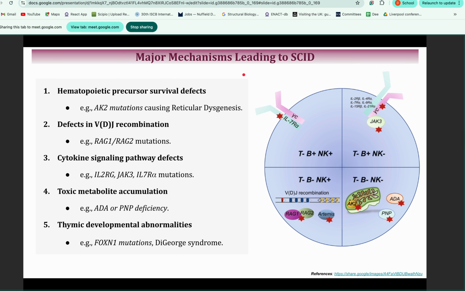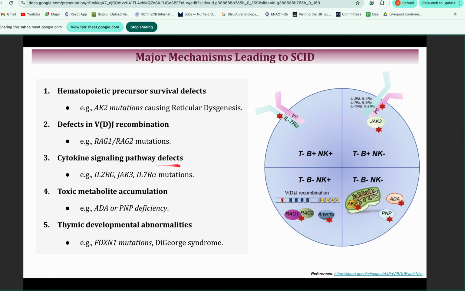Now we will look into the major mechanisms which lead to this SCID. So first one is hematopoietic precursor survival defects. Hematopoiesis is the process of synthesis of the blood cells. So hematopoietic precursor means those cells which give rise to blood cells. If there is a defect in those precursors, such as AK2 mutation which causes reticular dysgenesis, this could also lead to SCID. Then defects in VDJ recombination, such as RAG1 and RAG2 mutations, can also lead to SCID.